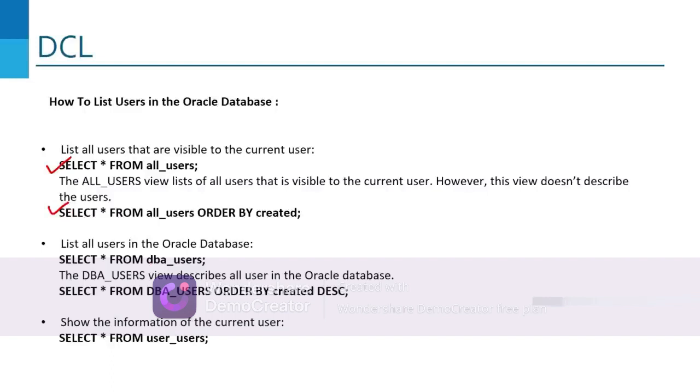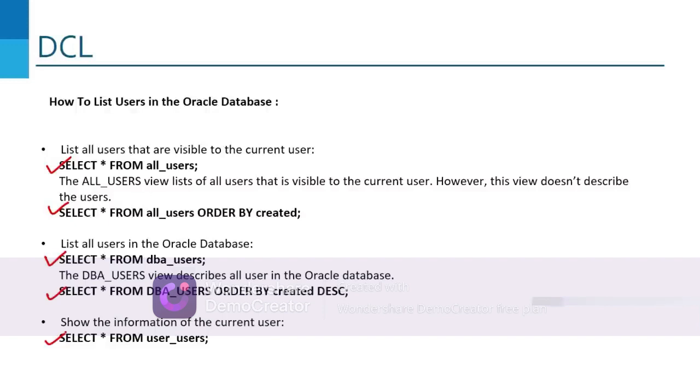Now, list all users in the Oracle database. No matter what user you are using, whether you are in sys or system or student, select star from dba_users will give you all the users which are created in your Oracle database. Again, you can sort it by order by. Show the information of the current user. If you want to see only the information of the current user, like system, then you can write select star from user_users. These are all the commands.